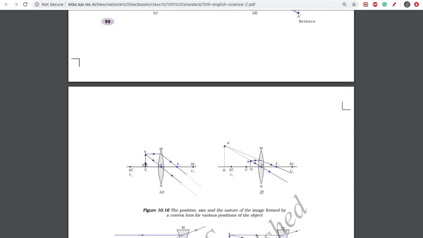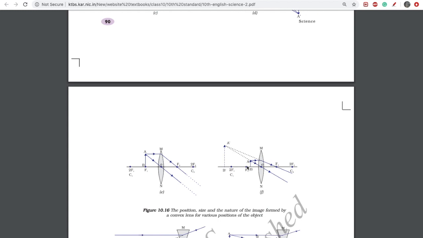If the object is at focus, then whatever is traveling from the optical center will go straight, whatever is parallel will pass through focus. So because of this, these rays are parallel and never intersect. That's why the image is formed at infinity, which means it's never formed actually. So to write in the exams, you have to write it as image is formed at infinity.